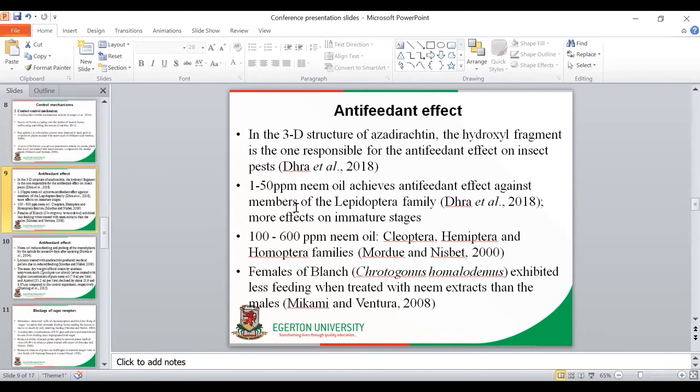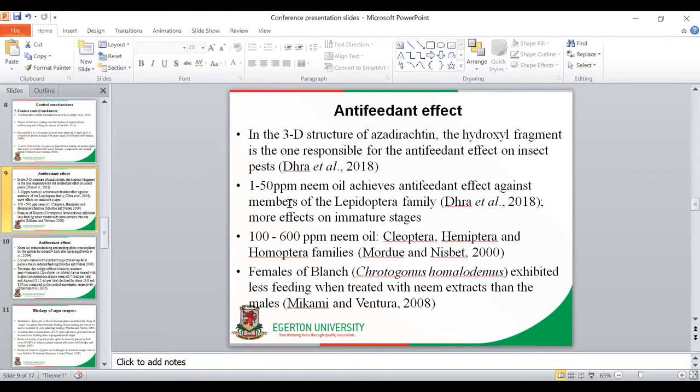Now, in the mode of control, it causes an antifeedant effect, and the main fragment responsible for this antifeedant effect of azadirachtin is the hydroxyl fragment. You find that for members of the Lepidoptera family, antifeedancy is achieved by a very small concentration of azadirachtin, that is 50 parts per million or less, but for the members of the Coleoptera, Hemiptera, and Homoptera, antifeedancy is achieved by a higher concentration of neem oil, between 100 and 600 parts per million.